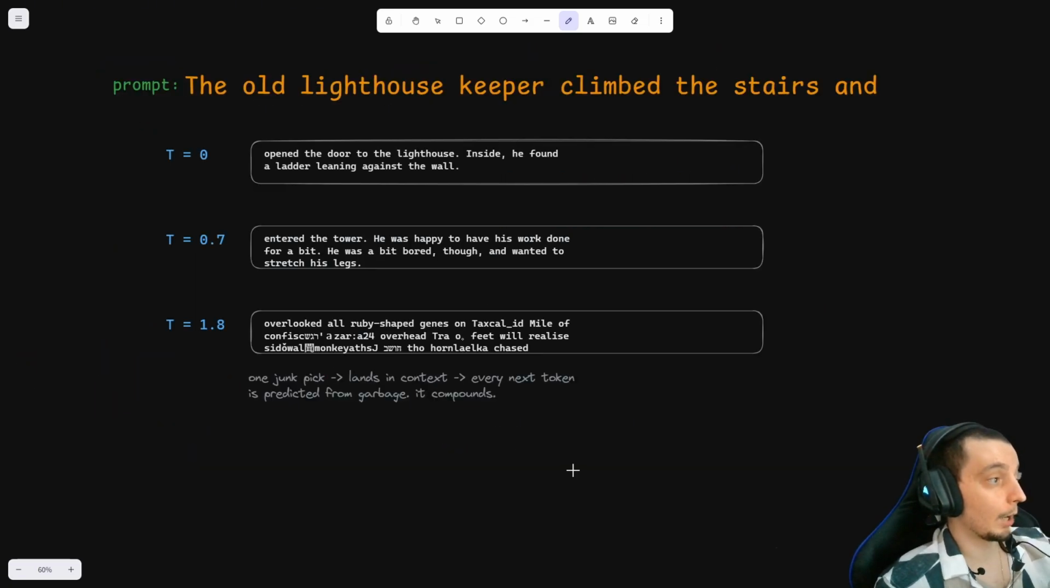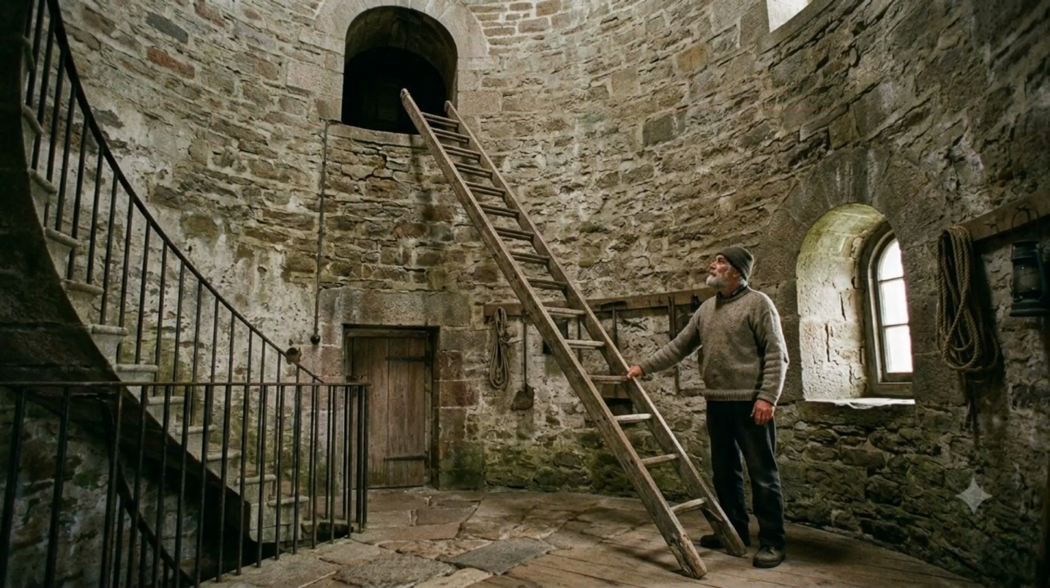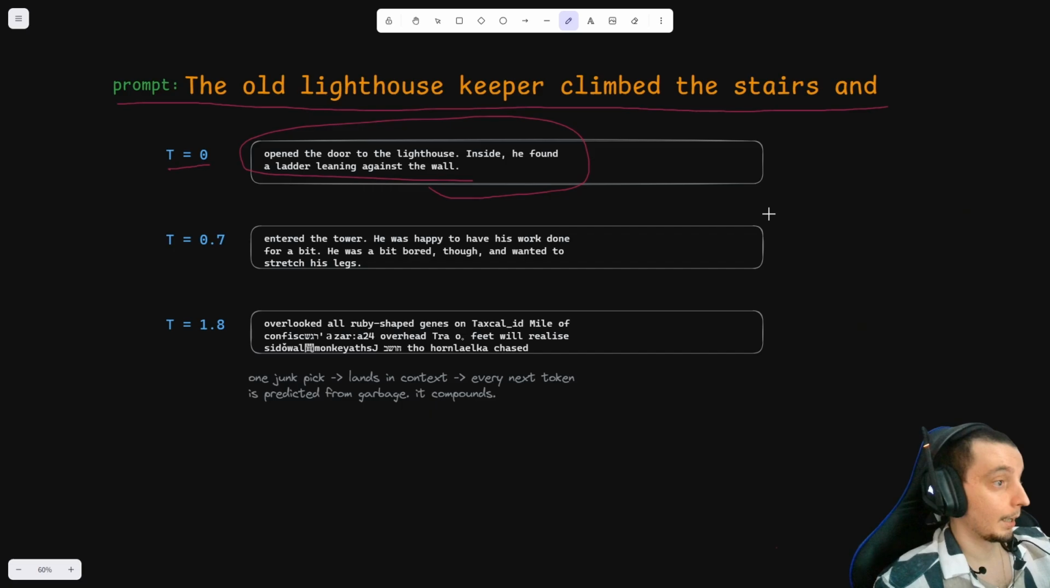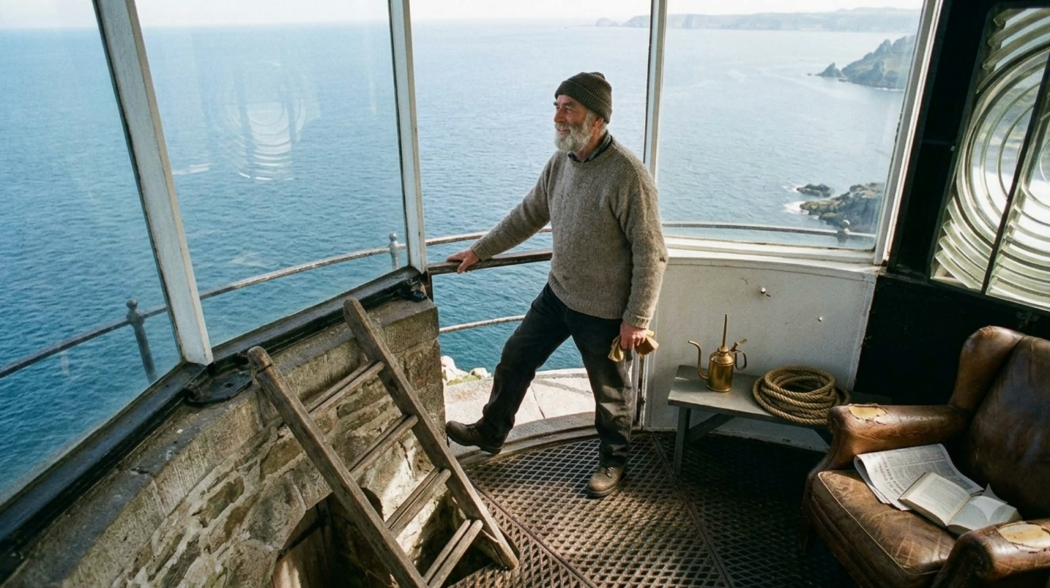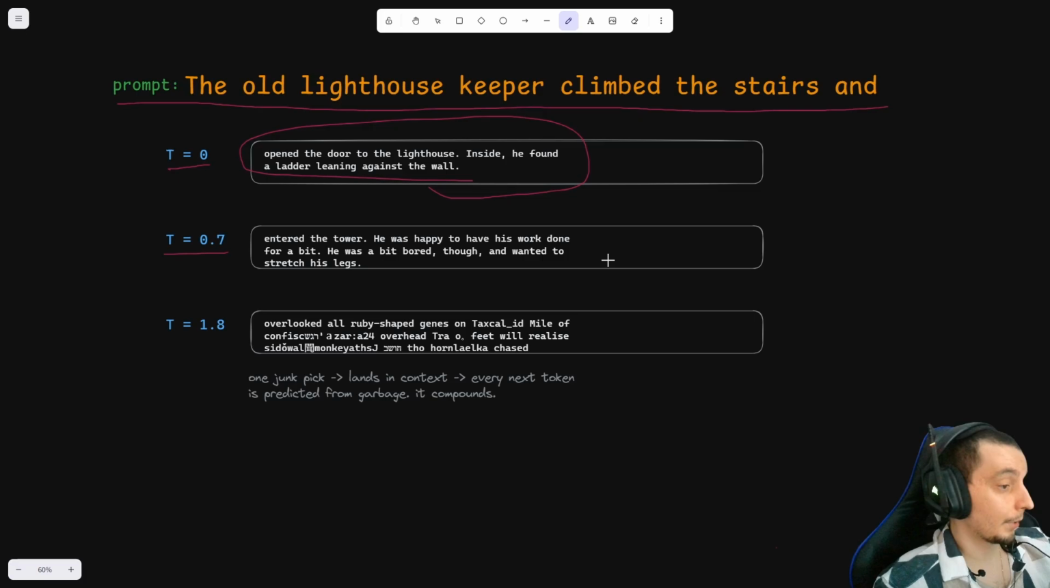Okay, now let's see how this range works on an example. So I passed this prompt to a Qwen 2.5 base model. We can see that at t equals 0, the output is boring and predictable, because only the tokens which the model has ranked higher are being selected. Then at t equals 0.7, we have an answer which is varied but wandering.